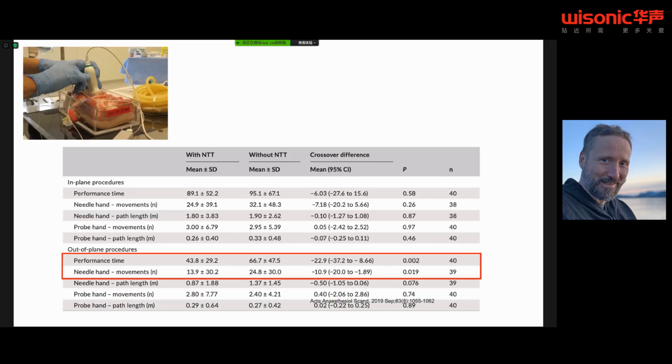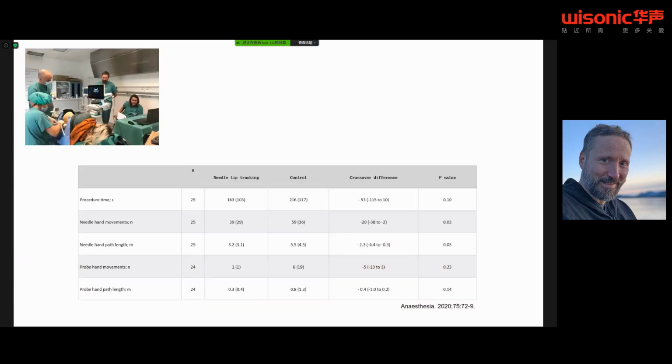What we could see is that for out-of-plane procedures, performance time was significantly reduced with the needle tip tracking technology, and the number of hand movements decreased. For in-plane procedures, there was a tendency but no significant difference in favor of needle tip tracking technology.